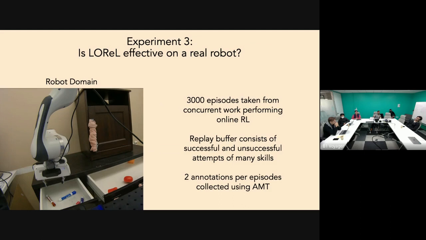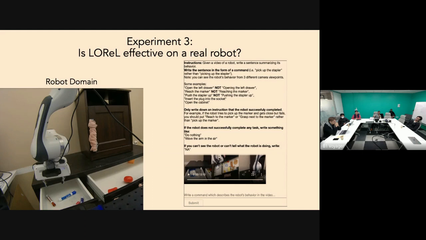So this is what the annotation interface looks like. We're basically saying, okay, given the video of the robot, write a sentence summarizing its behavior, and we say to write it in the form of a command. We give a few examples, but the people basically just have a text box into which they can write whatever they see happening in the video.